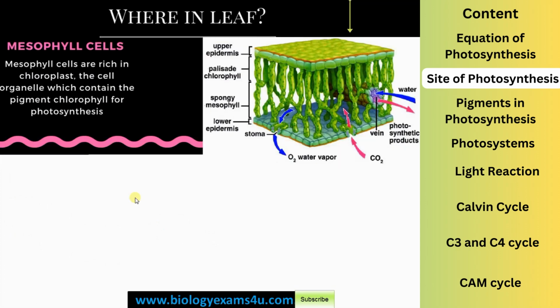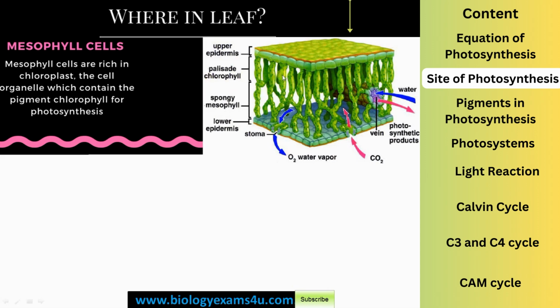Next question, inside the leaf, which is the cell that is primarily involved in photosynthesis? Leaf anatomy shows that there is an upper epidermis followed by the palisade layer, then there is a spongy mesophyll layer and lower epidermis with stomata. Mesophyll cells, the stacked cells seen just below the epidermis, are the site of photosynthesis.